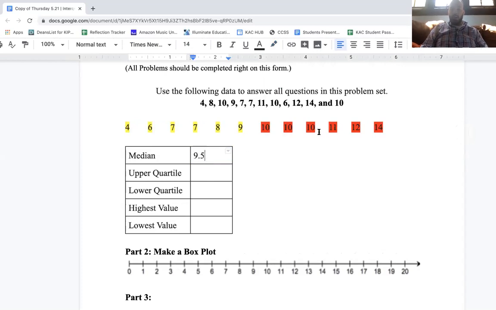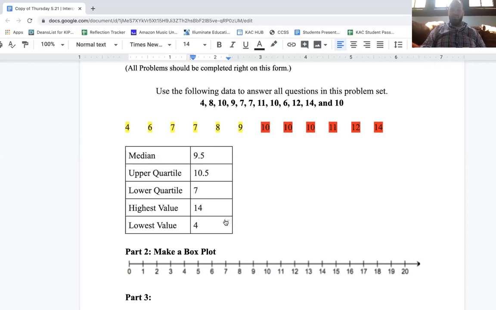Upper quartile is the middle of this side. Middle of 10 and 11 is 10.5. Lower quartile is the middle of this side. In between 7 and 7 is 7. Highest value, 14. Lowest value, 4. I'm now ready to make a box plot.